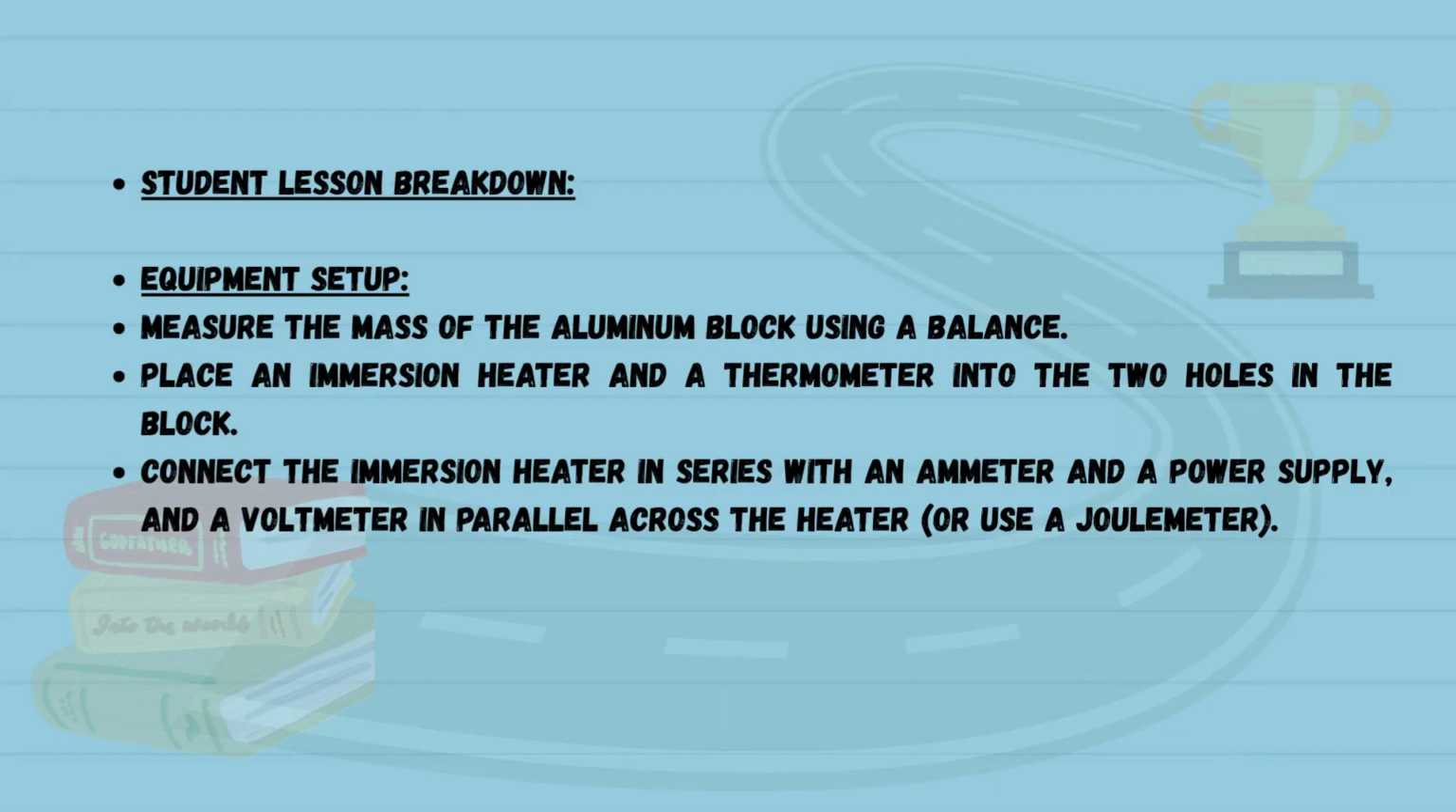Student lesson breakdown. Equipment setup. Measure the mass of the aluminium block using a balance. Place an immersion heater and a thermometer into the two holes in the block. Connect the immersion heater in series with an ammeter and power supply, and a voltmeter in parallel across the heater, or use a joule meter.